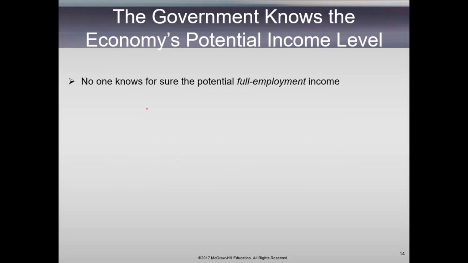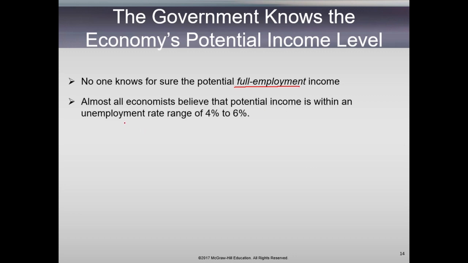So again, just in terms of all this uncertainty surrounding the data that we need to know what the right policy is, nobody really knows what full employment income is, or the natural rate of unemployment or potential GDP. They all have to be estimated, right? So most economists believe that potential income is consistent with an unemployment rate somewhere between 4% and 6%.